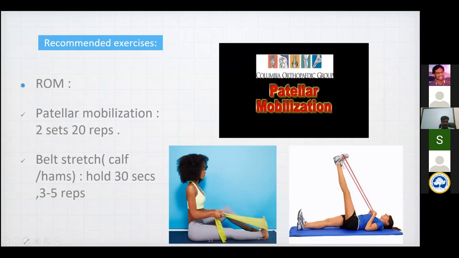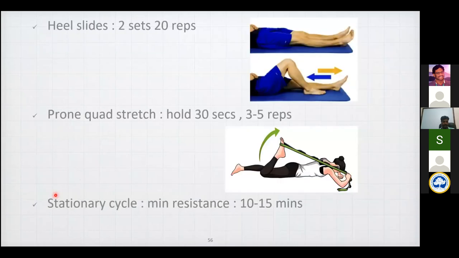So heel slides. Again, sets and reps are according to the patient's convenience. But we will try to do more reps, maybe 3 sets of 20 reps that will help heal and improve the range of motion more. So they can do it twice daily or thrice daily. Whenever they're free, the patient can do heel slides. So it will improve the range of motion.